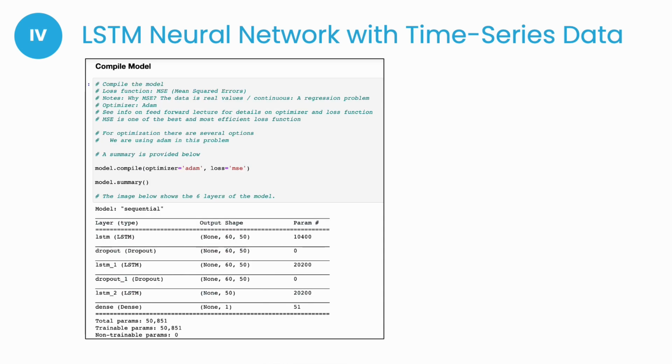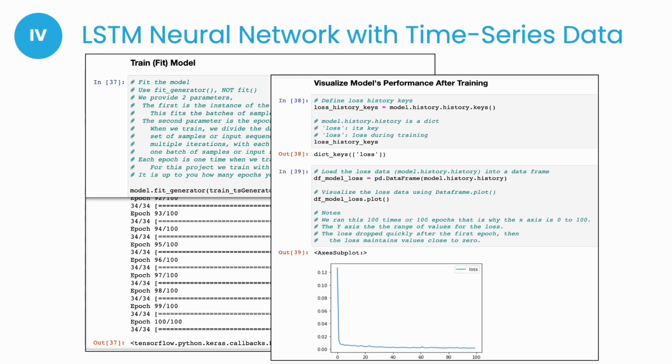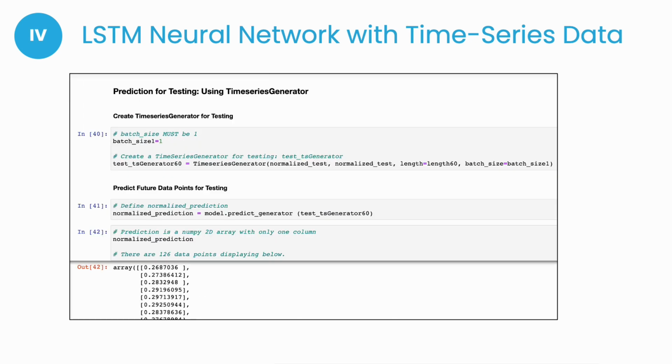I compiled the model with an Adam optimizer and MSE loss function. Then I trained the model with 100 epochs and visualized the model's performance after training. The loss value was at 0.1256 at the first epoch, then decreased sharply to 0.0151 at the second epoch, with a continuation of loss values gradually declining, then maintaining a value very close to 0 through epoch 100.